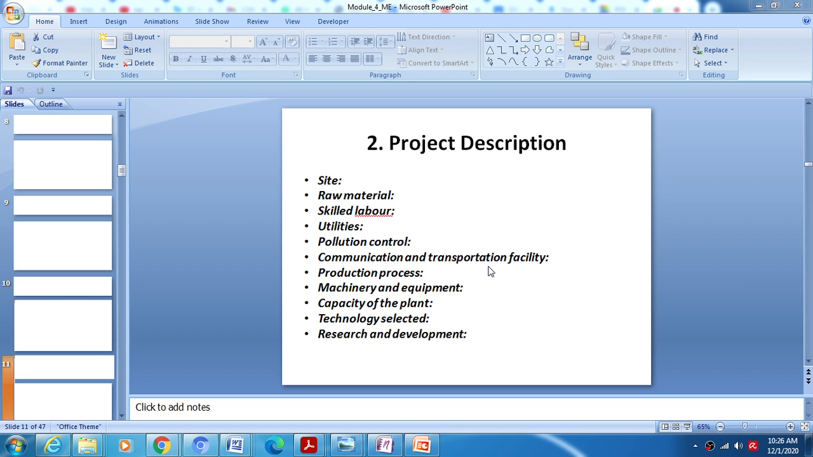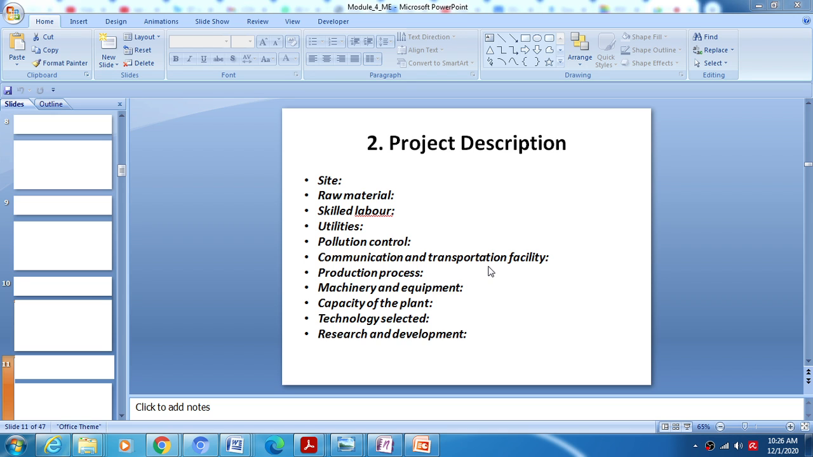Again, the capacity of the plant depends on the manpower that is available with you and the machines or the equipments, or how efficient the process is running. All those factors contribute in deciding the capacity of the plant. The next one is technology selected. The selection of technology, and arrangements made for acquiring it, should be mentioned in the business plan.